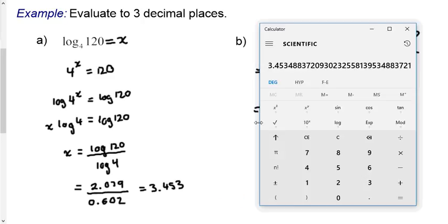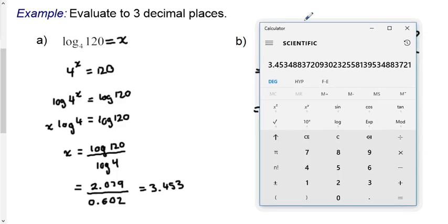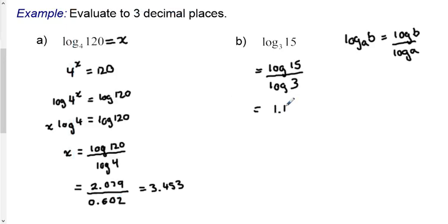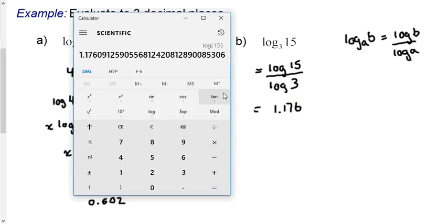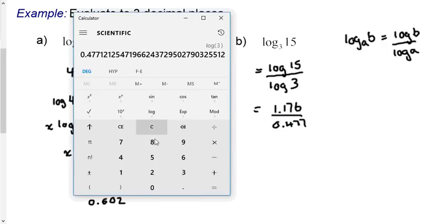So let's get my calculator again. I have the log of 15, to 3 decimal places, is 1.176. And the log of 3 is 0.477. Dividing those, 1.176 divided by 0.477 gives me a value of 2.465.